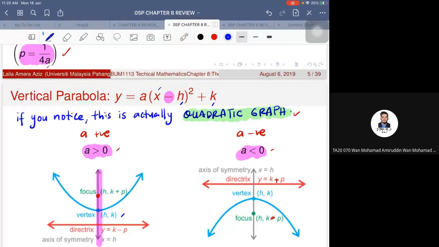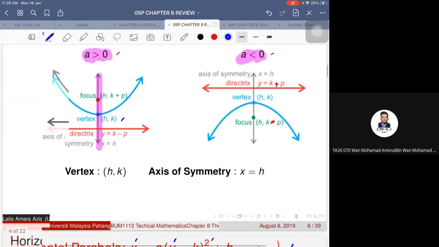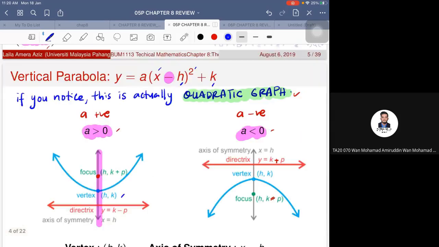Dan macam mana kita nak bezakan antara vertical dengan horizontal parabola? Kalau X yang square, you dah pernah lukis beberapa kali. Kalau kita ada graf X square, dia akan jadi graf kuadratik yang you dah lukis selama ni, sama ada graf senyum ataupun graf masam. Tapi kalau horizontal parabola, Y akan jadi square. Equation dia akan jadi terbalik, X sama dengan Y square. Kalau Y square, dia jadi horizontal parabola, sama ada kiri atau kanan. Tapi kalau X square, dia adalah vertical parabola.